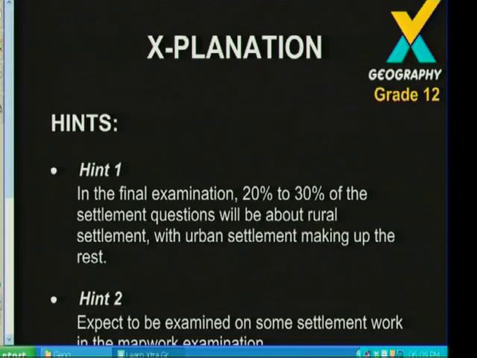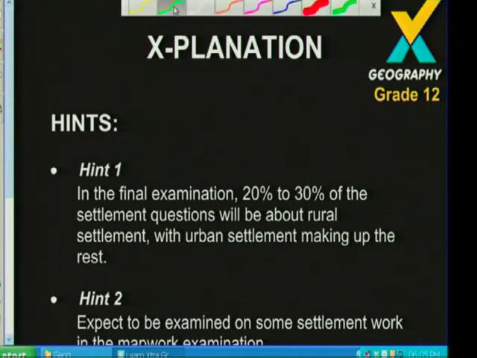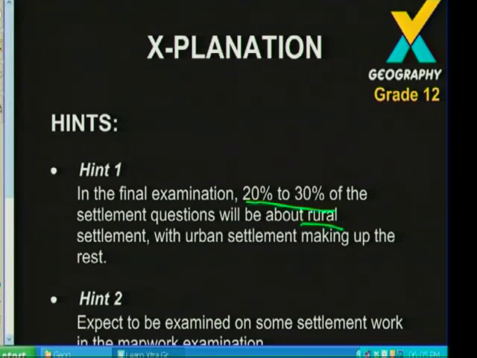Welcome back, guys. Hope you enjoyed that break. Continuing with settlement geography. Now let's look at some hints and tips which you can remember in order to answer these questions. Hint number 1. In the final examination, 20 to 30% of the settlement questions will be about rural settlements. Let's highlight that. 20 to 30% on rural settlements, with urban settlements making up the balance of that question.